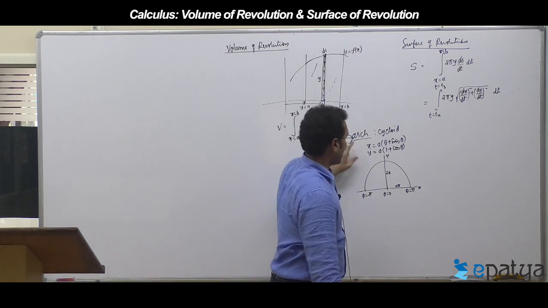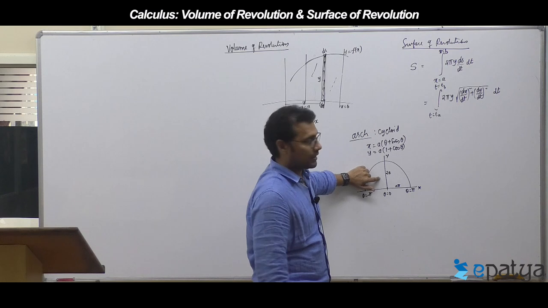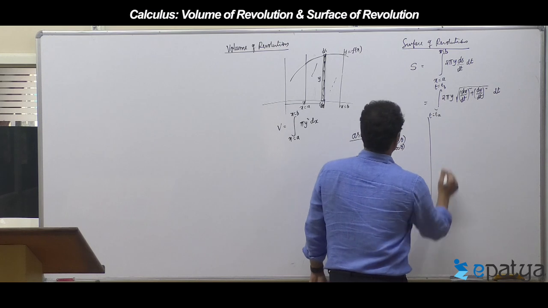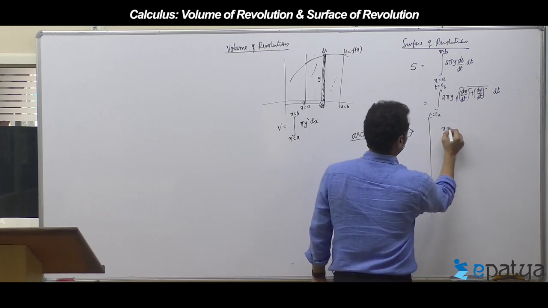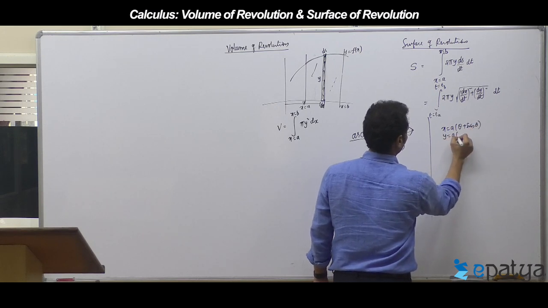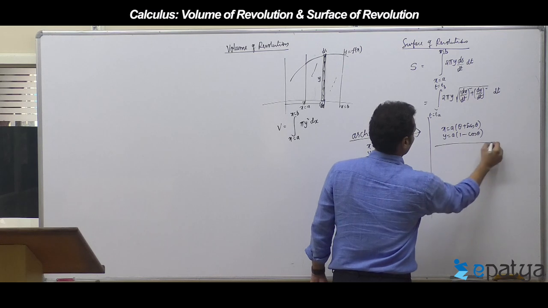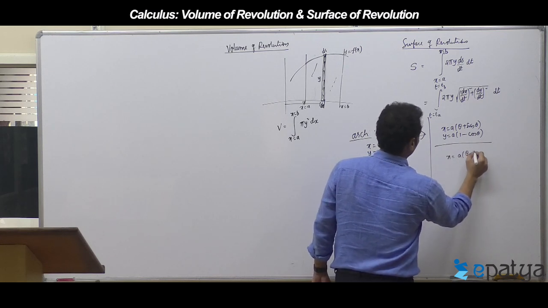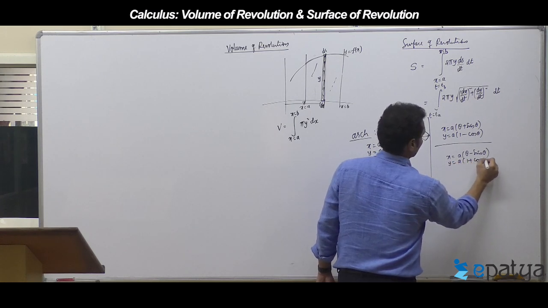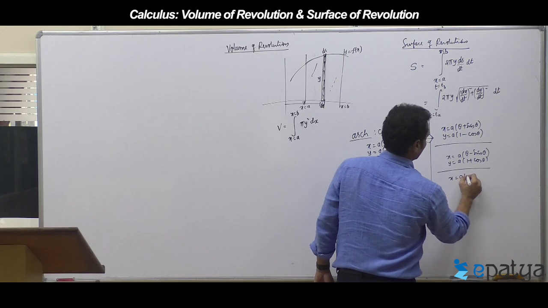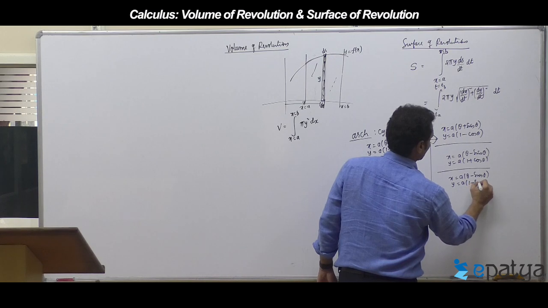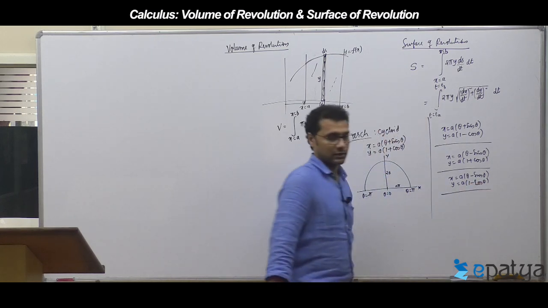Anyway, we have taken only one arch of the cycloid. Actually, there are four types of cycloids again. All the four you should know. X equal to a into theta plus sine theta, y equal to a into 1 minus cos theta; x equal to a into theta minus sine theta, y equal to a into 1 plus cos theta; x equal to a into theta minus sine theta, y equal to a into 1 minus cos theta. There are four cycloids like this.